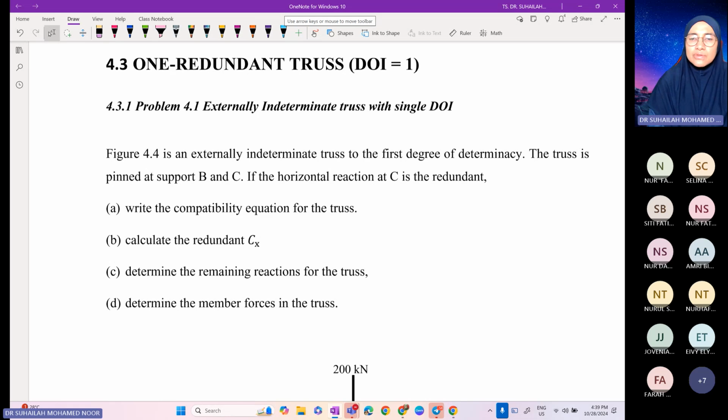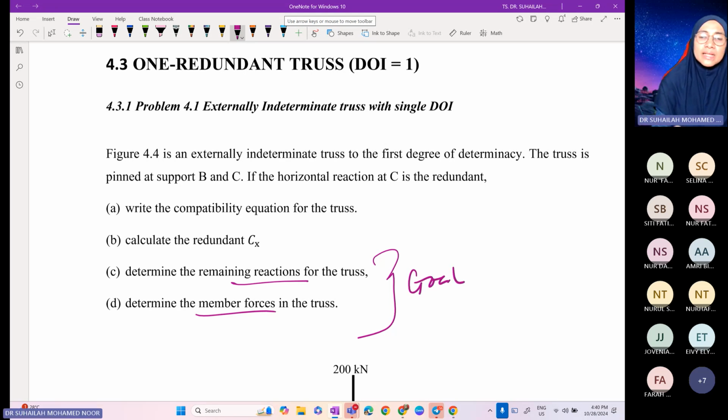Okay, one redundant truss, the question as usual. The question is to calculate reactions and member forces. An addition: for beams and frames, we just calculate the reaction at the support. But for truss analysis, it is not only reactions but also member forces. Reactions and member forces are the goal, our target. The steps above are just the steps. We need to find the compatibility equation because the redundant is in it, so we can get the redundant by solving the compatibility equation.